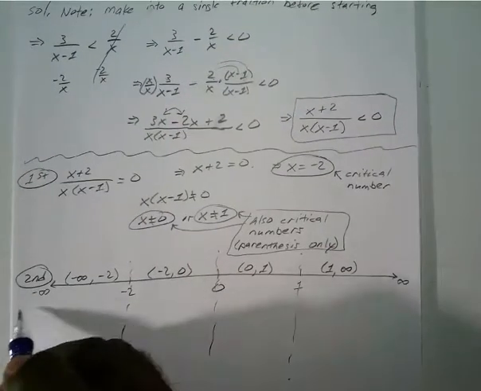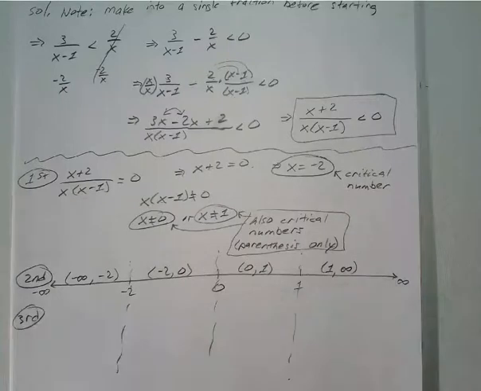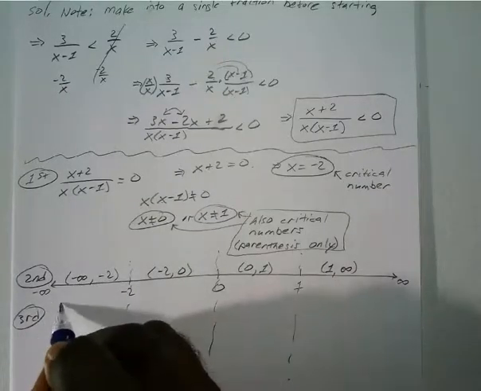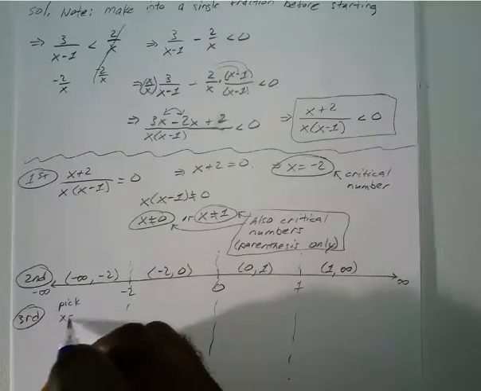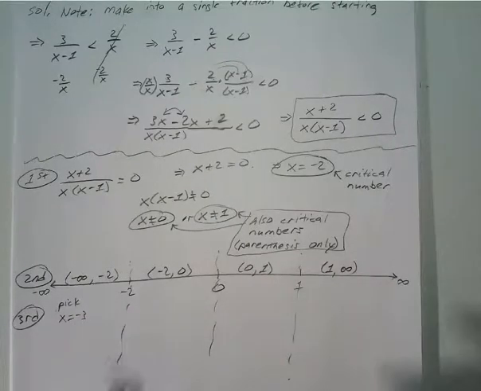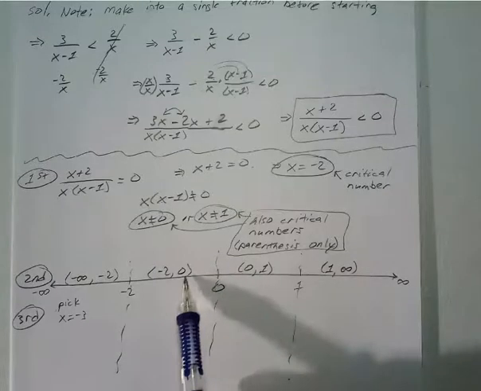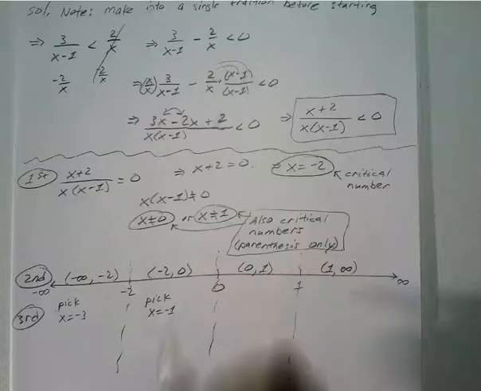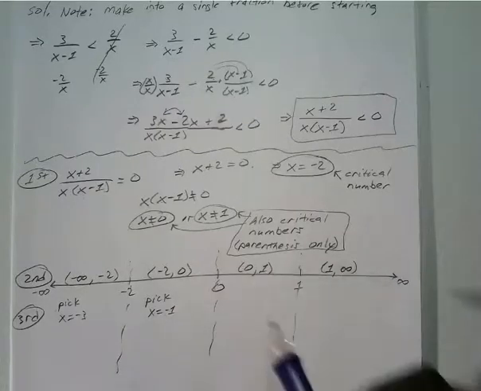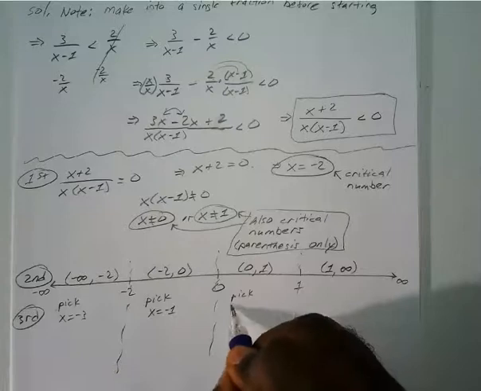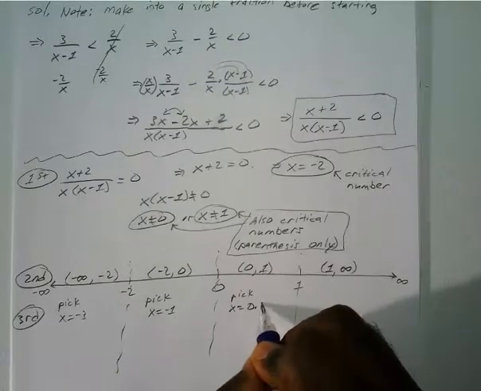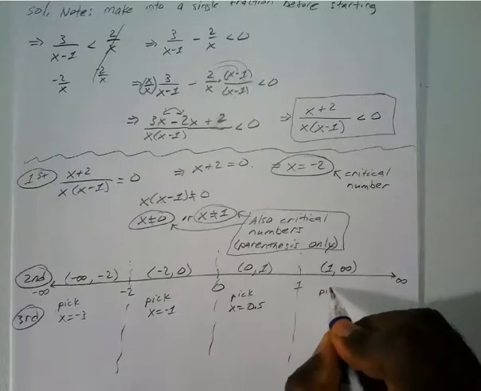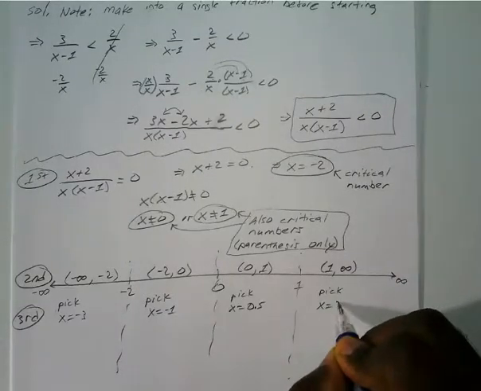All right, so now we pick our third step, which is picking our test values. Between negative infinity and negative 2, I'm going to pick x equals negative 3. Between negative 2 and 0, we can't pick 0, so we'll pick x equals negative 1. Between 0 and 1, I'm going to pick x equals 0.5 or 1/2. And from 1 to infinity, I'm going to pick x equals 2.